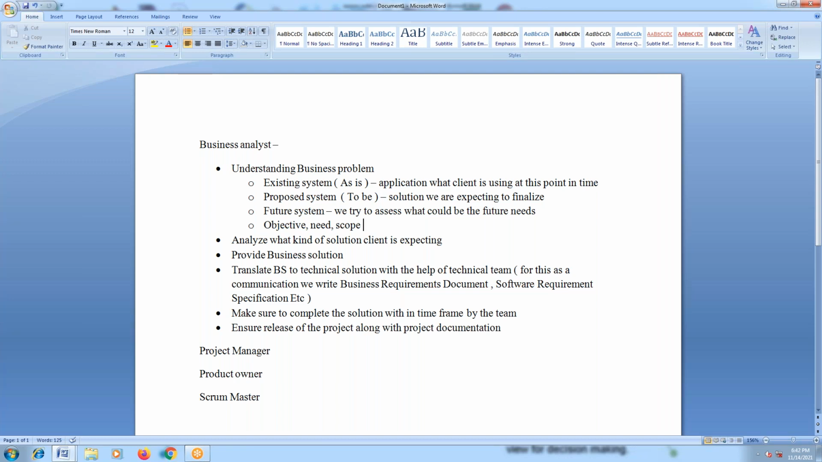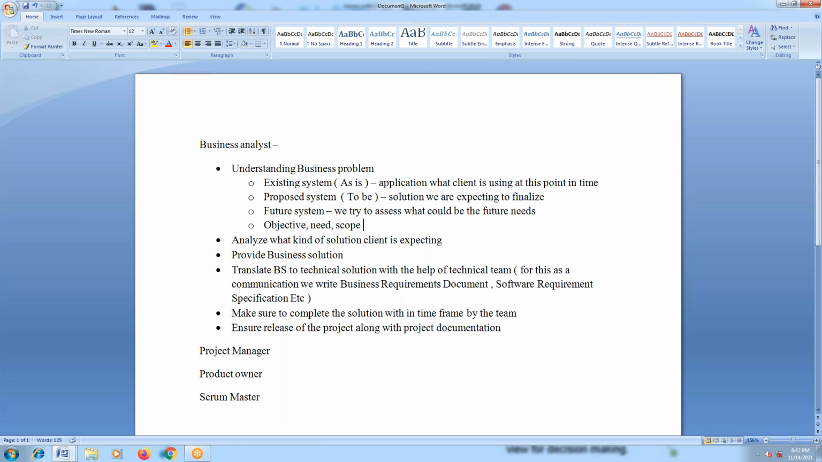Next, second, you need to understand the need. Assessing the need is also essential. Why has the customer approached us? For what reason? What kind of solution is the customer expecting? This analysis must be there. This is what we call need. So objectives and need will have a connect.